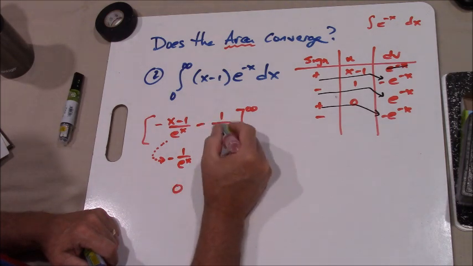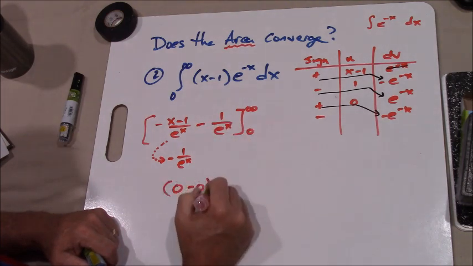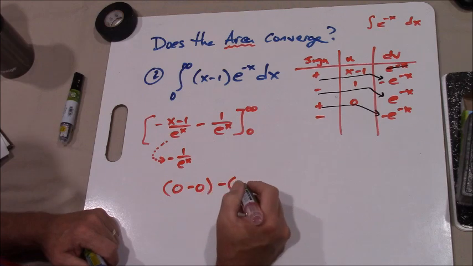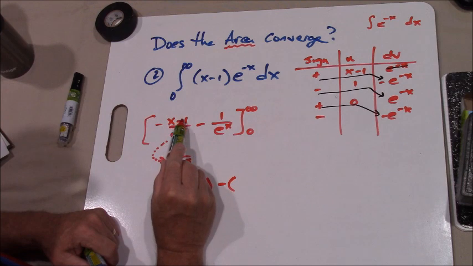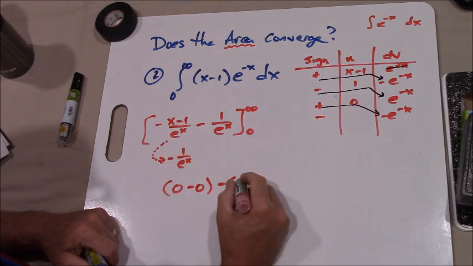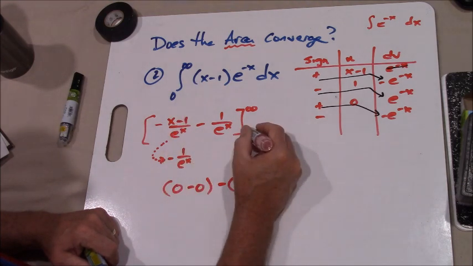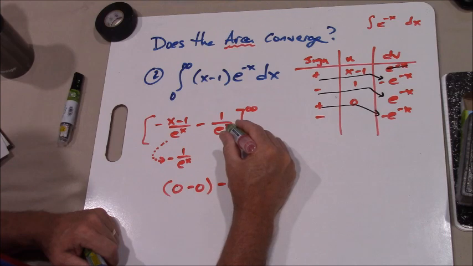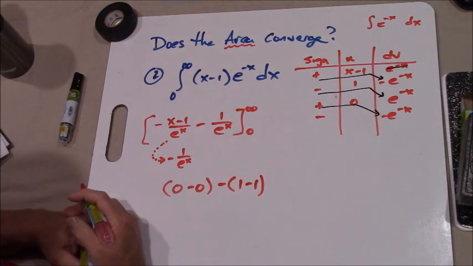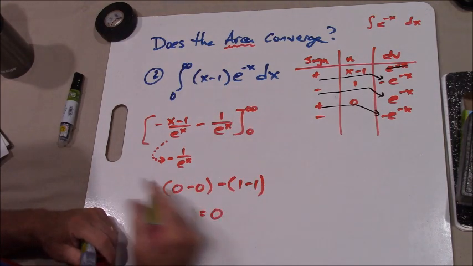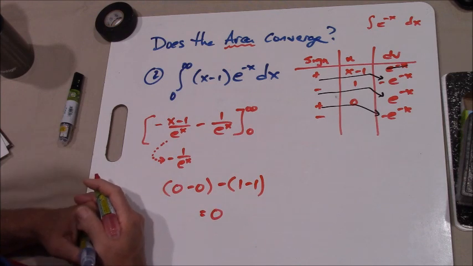And here I get minus 1 over infinity, minus what we get when we plug a 0 in. So if I plug a 0 in, I get negative 1. The negative of a negative would be positive, and e to the 0 is 1, so 1 over 1 is 1. Plug a 0 in here, I get 1, so minus 1 over 1. And so my answer is 0. That's what the area converges on.